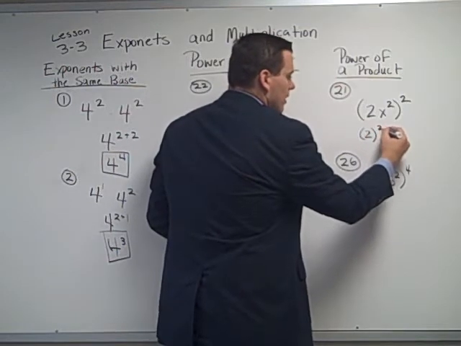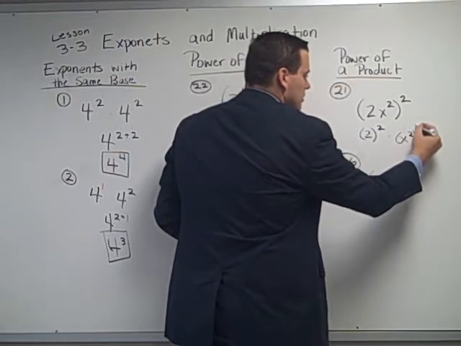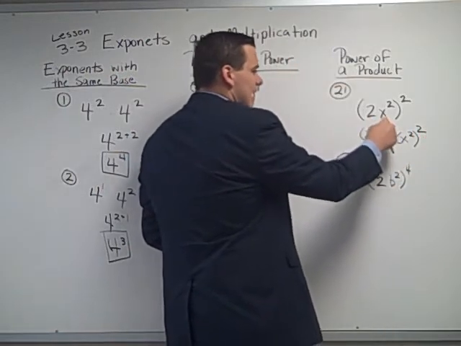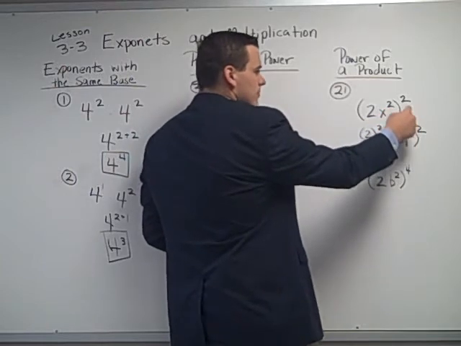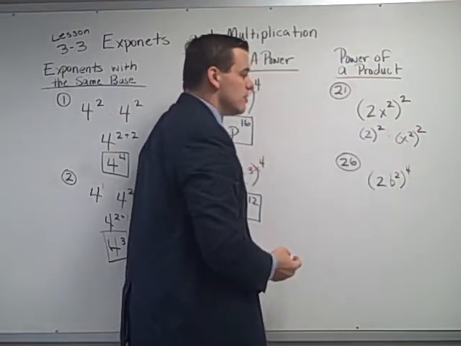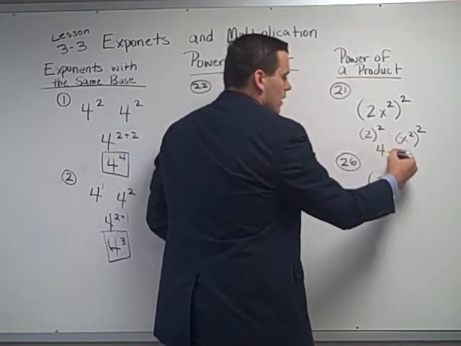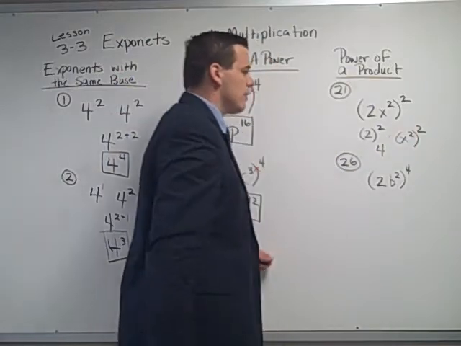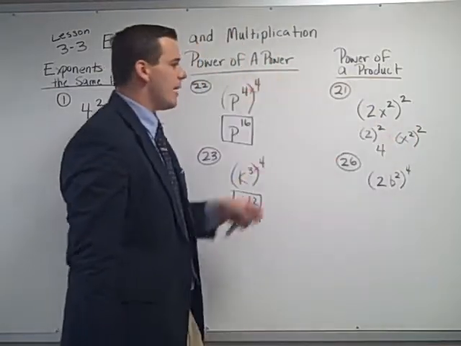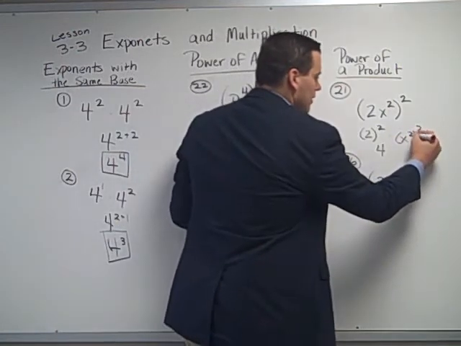2 squared times x squared, squared. So everything inside the parentheses, the coefficient, and then the base and exponent, was squared. That's what this is telling us to do. So then we're going to actually solve 2 squared, which is 4. And then we have x squared, and all that is squared. Which brings us back to a power of a power. When we have a power to a power like that, we're just going to simply multiply.